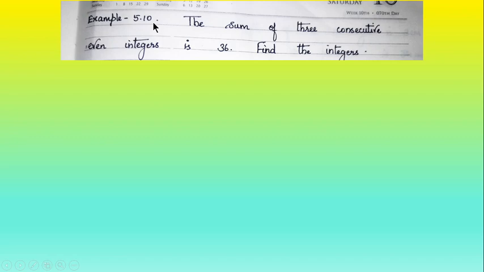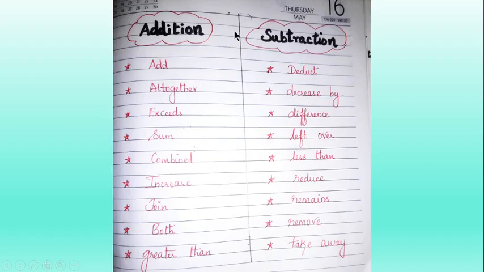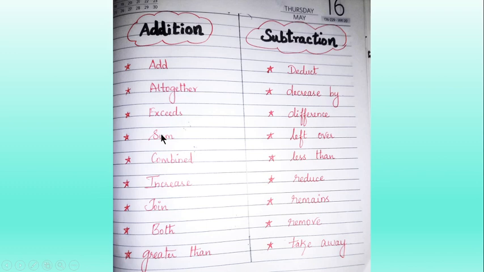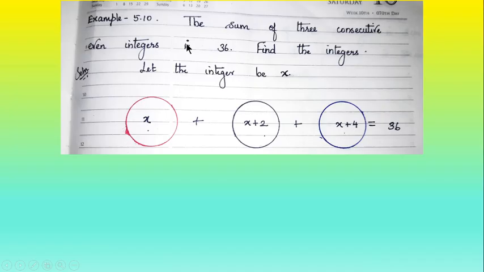Example 5.10. The sum of three consecutive even integers is 36. Find the integers. So what is given here? The sum of three consecutive even integers. So just now we have read sum. When you find the term called sum, what we have to do? Addition operation we have to do.